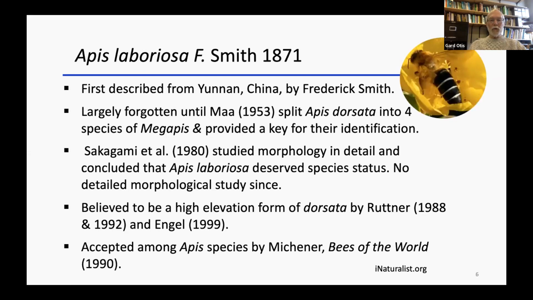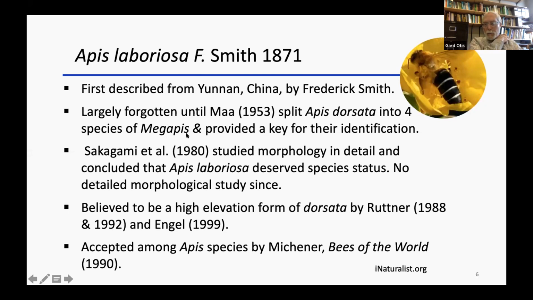So Apis laboriosa, as I mentioned, Frederick Smith first described it from Yunnan, China. My sense is there were very few people exploring the mountains of Asia and collecting insects there for a long period of time, because his description and his specimens seem to have gone unnoticed by most people involved in honeybee taxonomy, until finally Ma in 1953 resurrected it as a species within the subgenus Megapis.